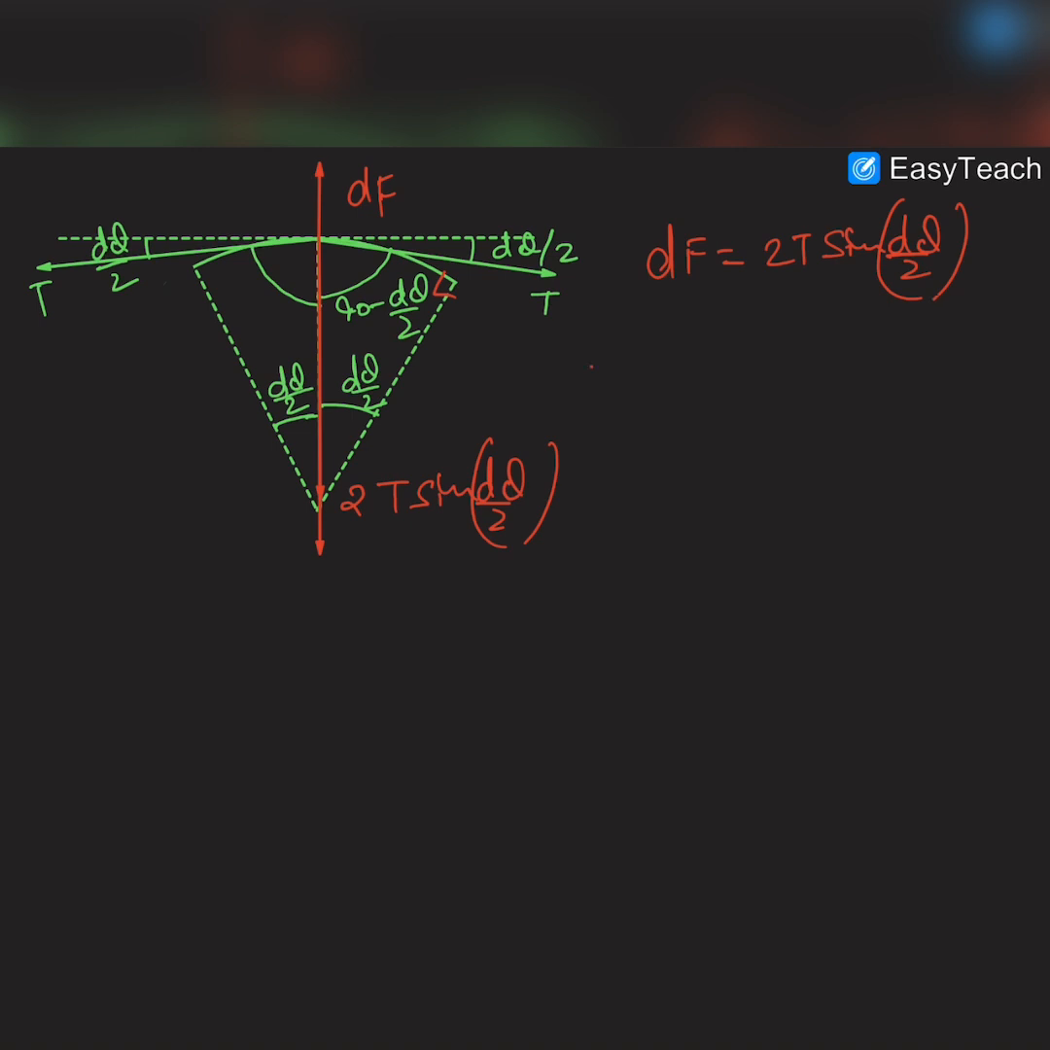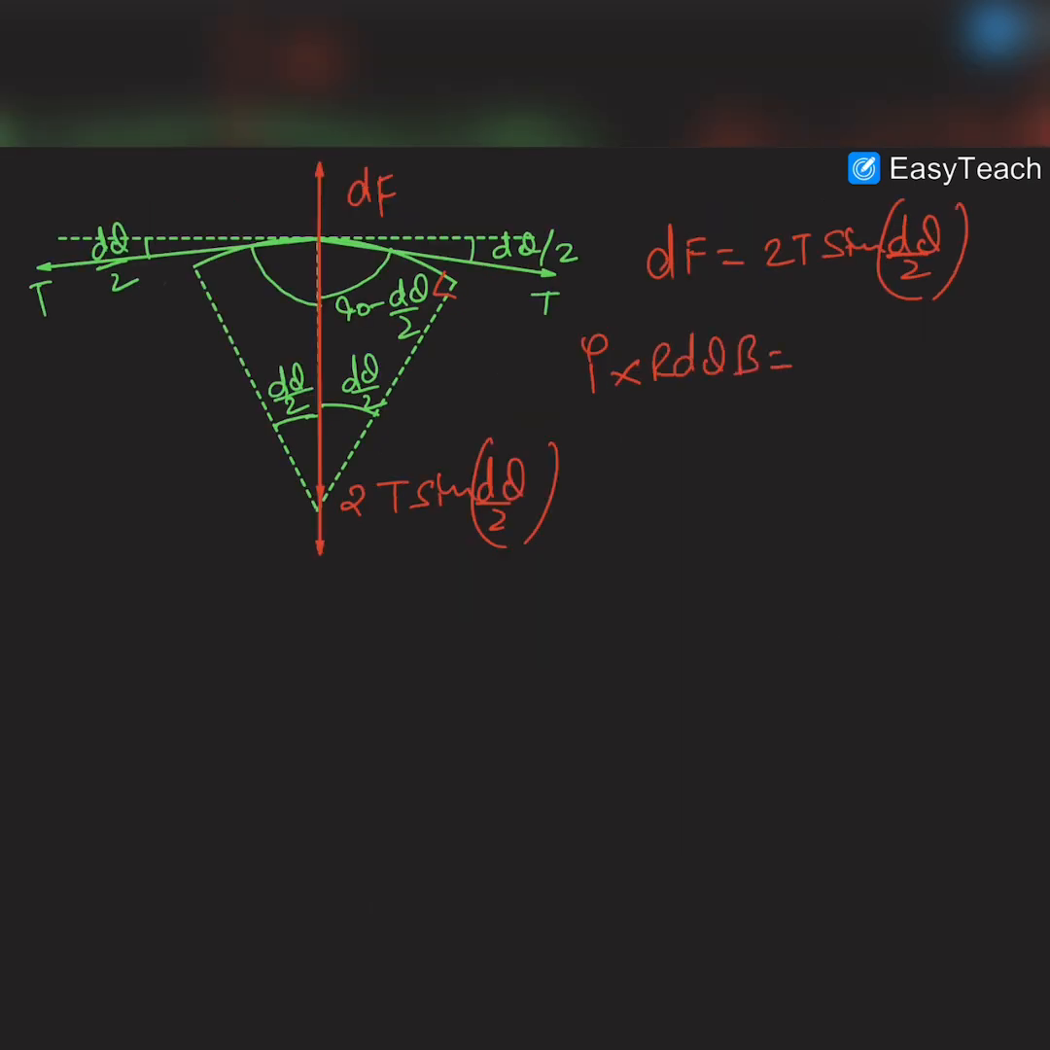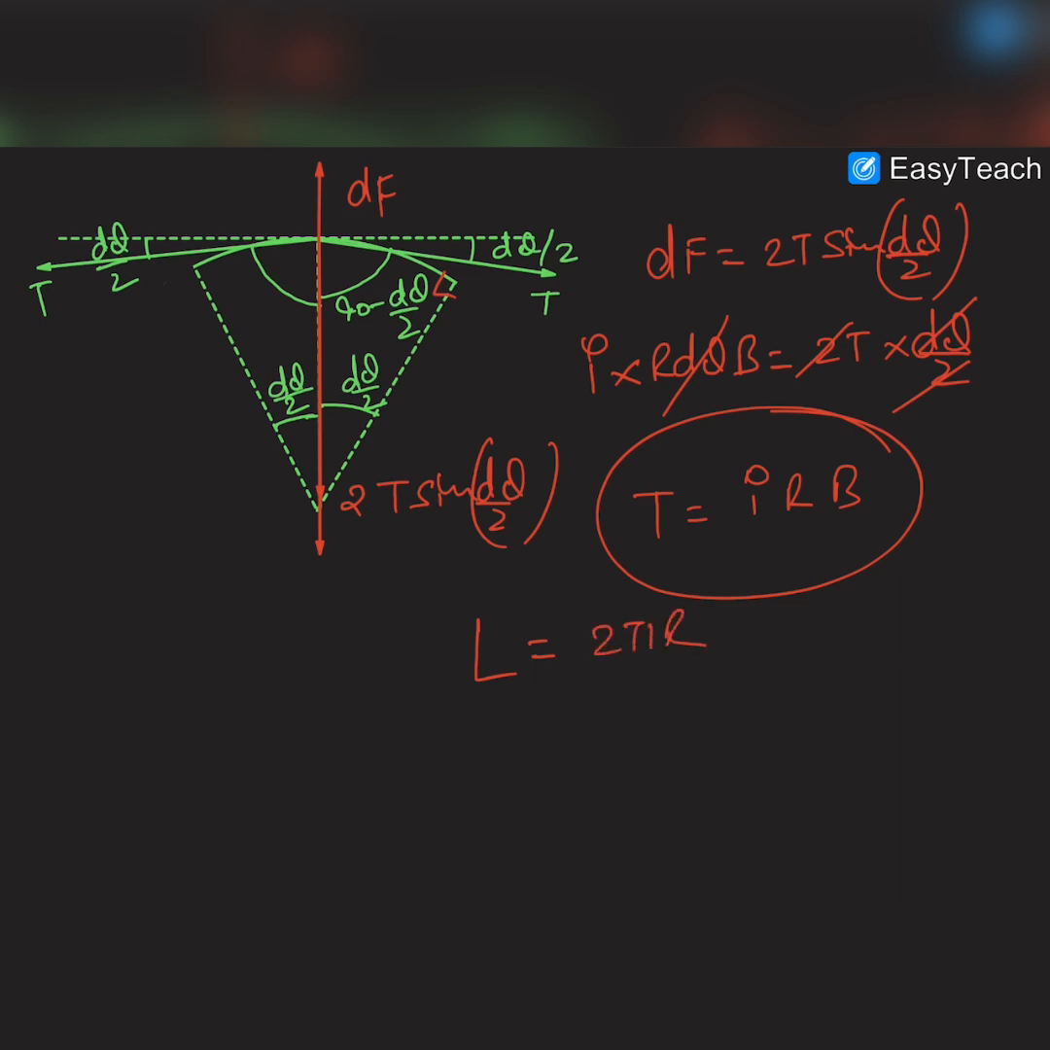And dF will be I l B, and l is r d theta, so this is I r d theta into B, and for small angles we can write the right side as 2T into d theta by 2, because we know that for small angles sine theta is almost equal to theta. So cancelling this 2 with 2 and this d theta with d theta, T is equal to I into R into B. If it is given in the question that the length of the wire is L, then we can replace R using L equal to 2 pi R. So R is equal to L by 2 pi. So T will be equal to I into L B divided by 2 pi.